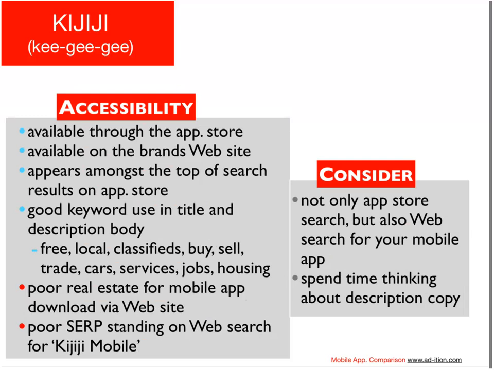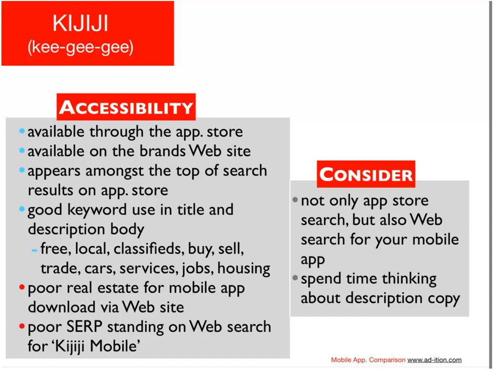So they've done a really good job in their description. In the body of the description, they're using really good keywords like free, local, classifieds, buy, sell, trade, cards, all the things that we know go into making up a robust classified site. So they were very smart in writing their description of the app for the App Store.